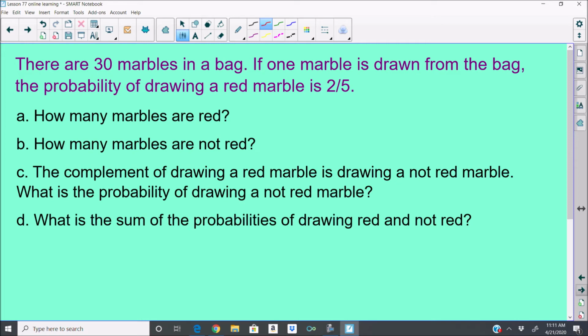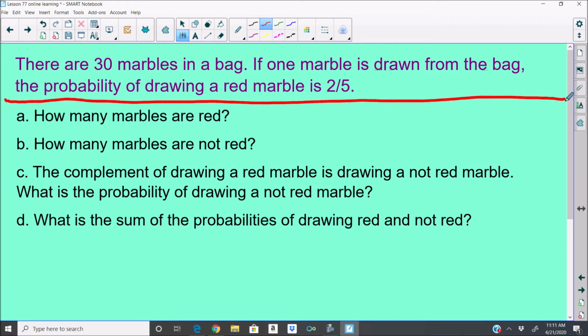There are 30 marbles in a bag. If one marble is drawn from the bag, the probability of drawing a red marble is 2/5. How many marbles are red? Okay, that's our first A here. So how are we going to look at this? Well, I'm going to say this above the red line here, that problem. I have 30 marbles. If one is drawn from the bag, the probability of drawing a red marble is 2/5.